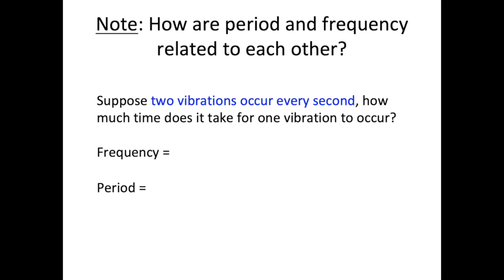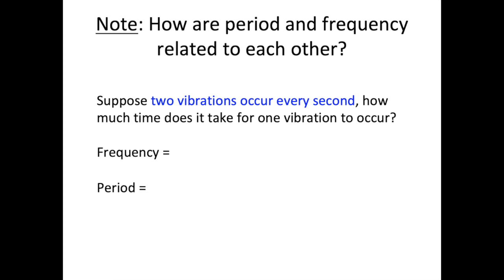Then we looked at how period and frequency are related to each other. So suppose 2 vibrations occur every second. How much time does it take for 1 vibration to occur? Well, logically, if 2 vibrations happen every second, then each one takes half a second. So the period would be 1/2 second. The frequency would be 2 because the number of vibrations per second is 2. You'll notice that those are reciprocals of each other.